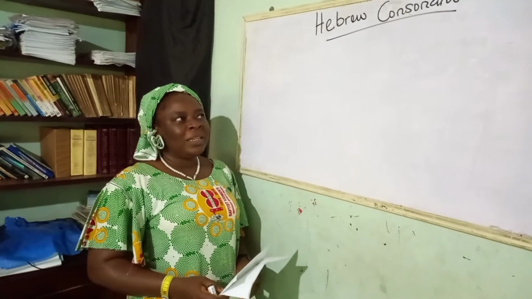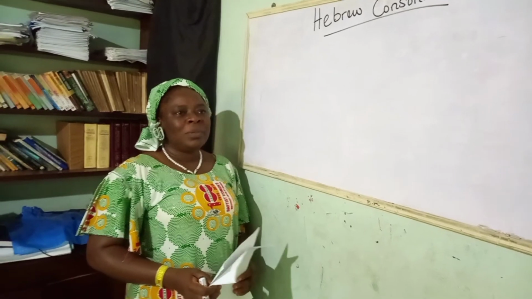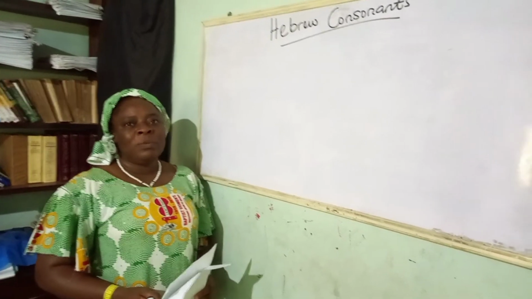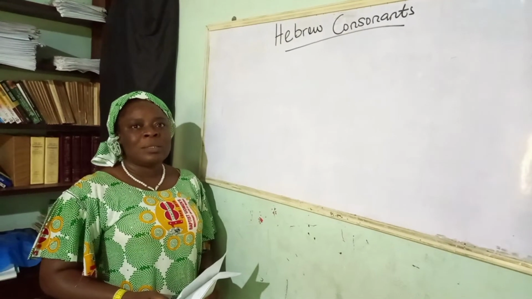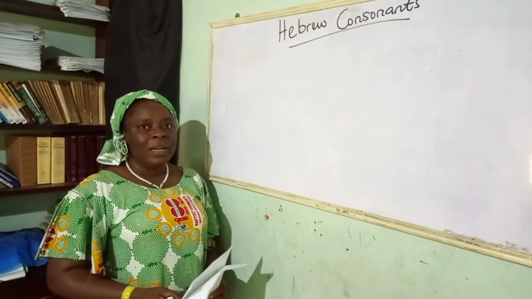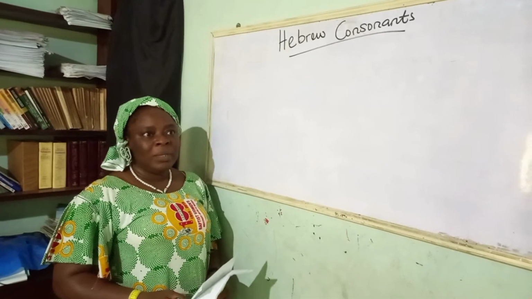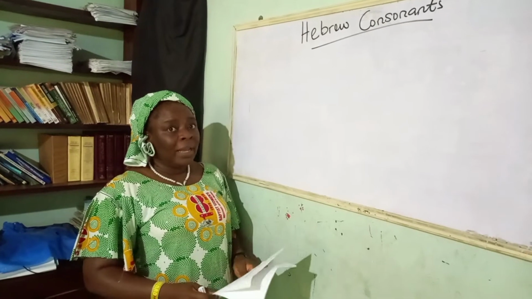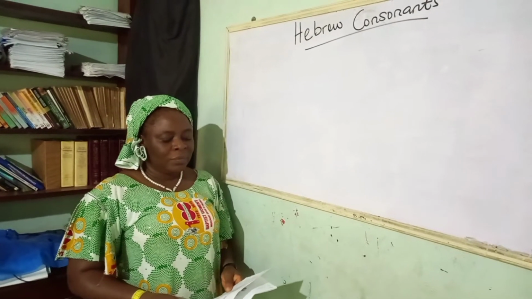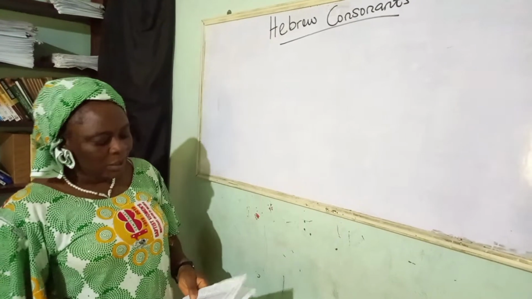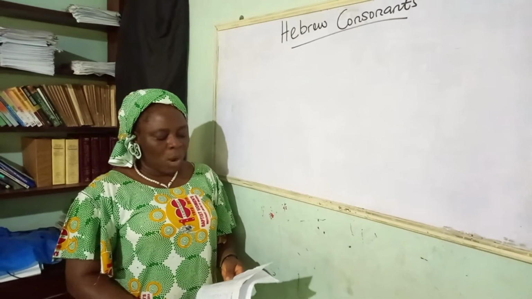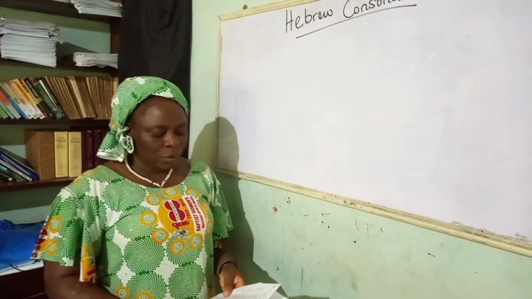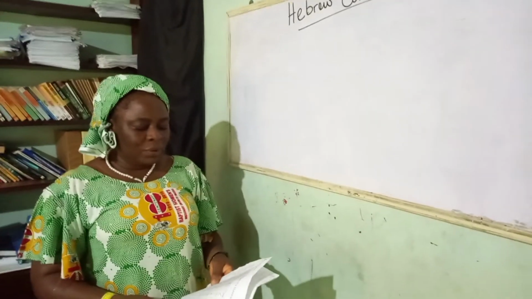Like we said in the previous lesson, Hebrew has 23 consonants. Some believe 22 because of two consonants that are similar. However, their pronunciation is not the same. So we will continue. We've learned about 10 consonants: Aleph, Bet, Gimel, Dalet, Hey, Waw, Zayin, Het, Tet, and Yod. Today we will continue with the 11th consonant.